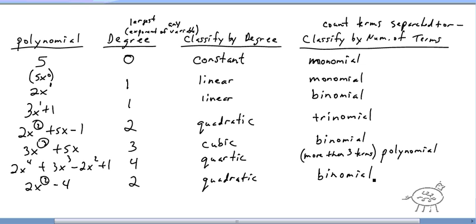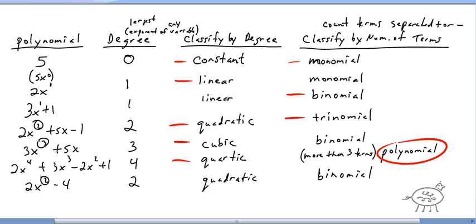All right, so that's what I'm going to ask you. I'm going to ask you for the degree, which is just a number. To classify by degree, you're going to have to know constant, linear, quadratic, cubic, and quartic. So degree 0 is constant, degree 1 is linear, degree 2 is quadratic, degree 3 is cubic, and degree 4 is quartic. And then you just look at the number of terms. So it's either going to be 1 term as a monomial, 2 terms as a binomial, 3 terms as a trinomial. Anything more than 3 terms is a polynomial. All right, so that's what you need to know for those.